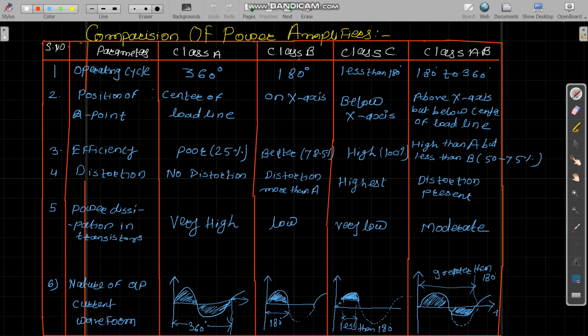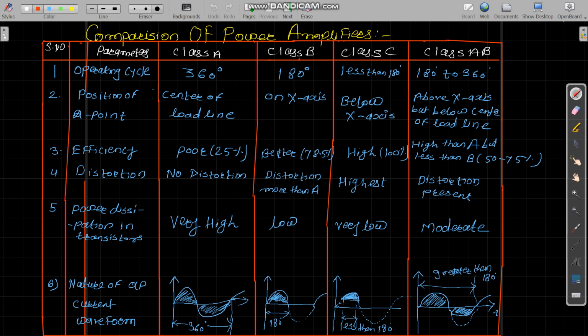Hello everyone. Let us see the topic called comparison of power amplifiers. In the previous class, we have seen everything in detail. Now we are only trying to summarize because this is one of the important questions from the examination, like: give the comparison among the power amplifiers.